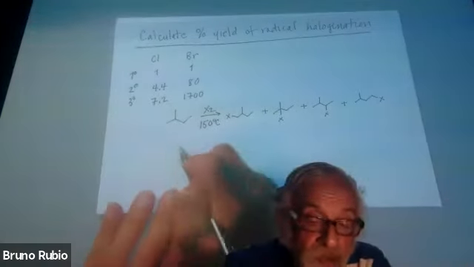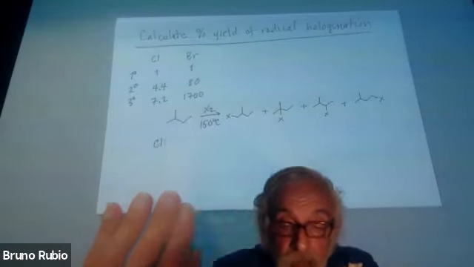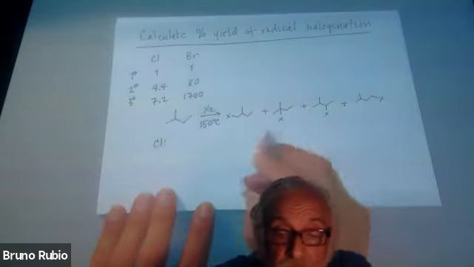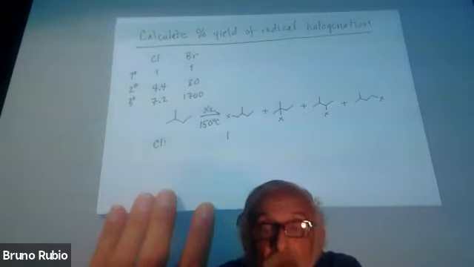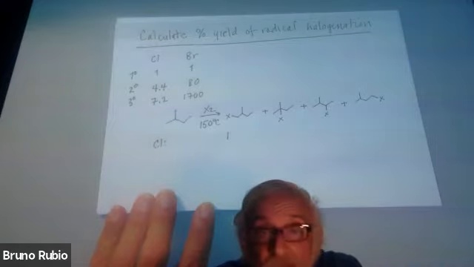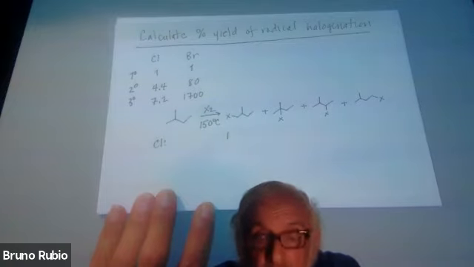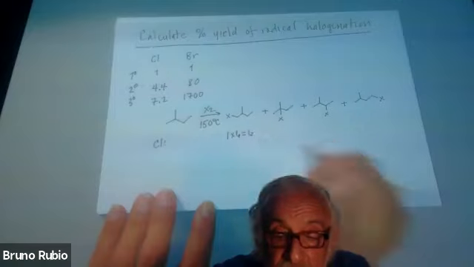Okay, so now the numerology for chlorine would be, okay, this is replacement of a primary hydrogen. So the reactivity factor is a 1, but there are 6 equivalent hydrogens on those 2 methyl groups that will lead to the same constitution. So there's a statistical factor, and that is 6. So 1 times 6 is 6.